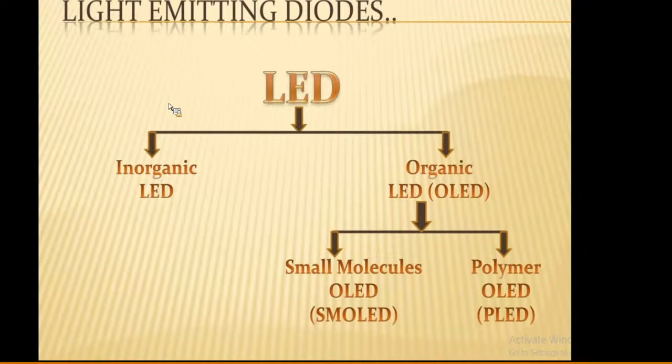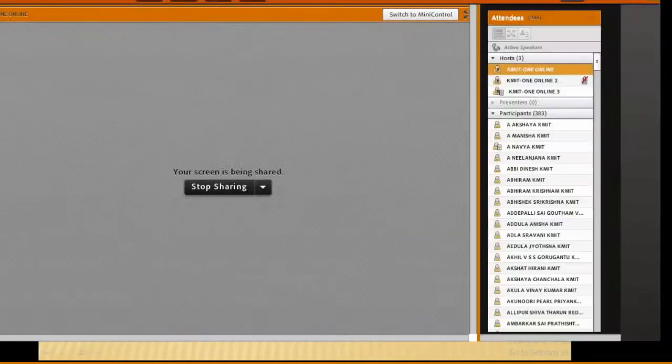Now, there are two types of LEDs. One is the inorganic LED, and the second one is the organic LED, which we call OLED. Nowadays we see different types of TVs, depending on OLED and other techniques. These are the different types of LED techniques. We will discuss them in the coming slides.